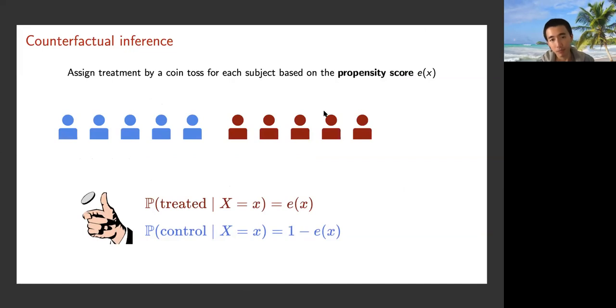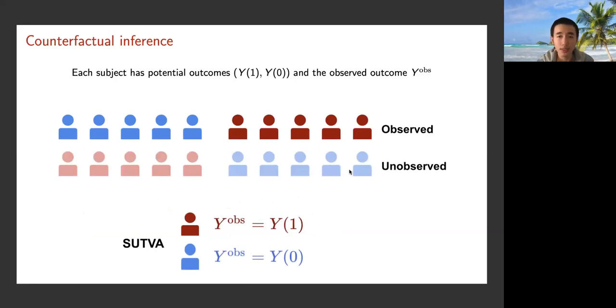So first, there's a concept called propensity score, which is defined as the probability of being treated given the covariate value. And then for each person here, we would have this score. And for each person here, we will toss a coin to see whether it's head or tail. And based on that, we assign this person into treated or control group. So here in this case, we have 5 treated and 5 control. And by SUTVA, we know that we can observe y1 for this treated group and y0 for the control group, but we cannot observe y0 for the treated group, y1 for the control group.